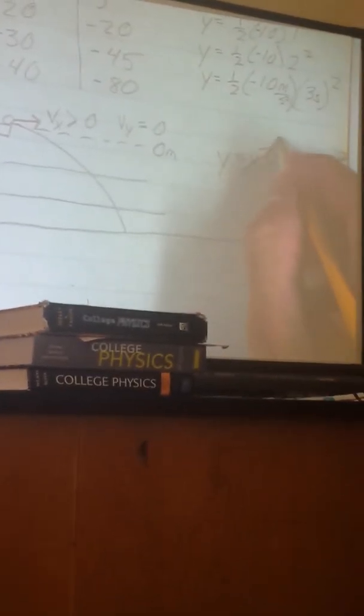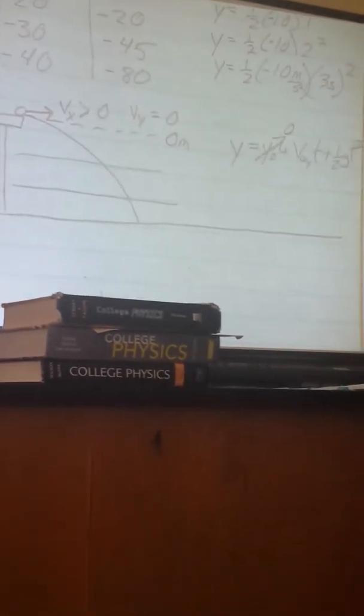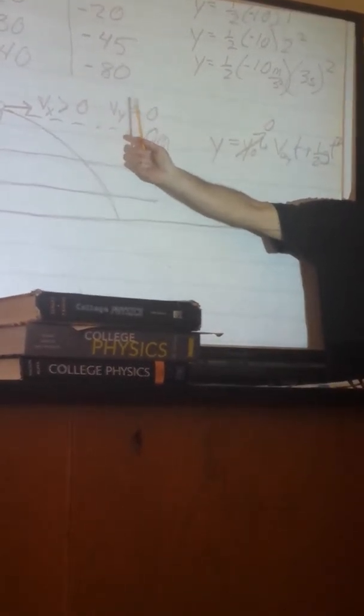Okay, so up here, that is 0 meters. That's my 0 meter mark. So that goes away. That's 0. You already said that the original velocity in the y direction is 0. So guess what? That goes away.